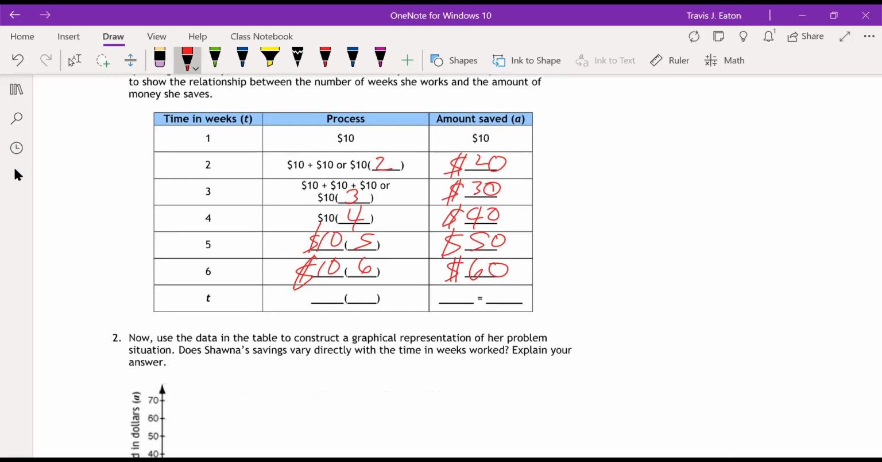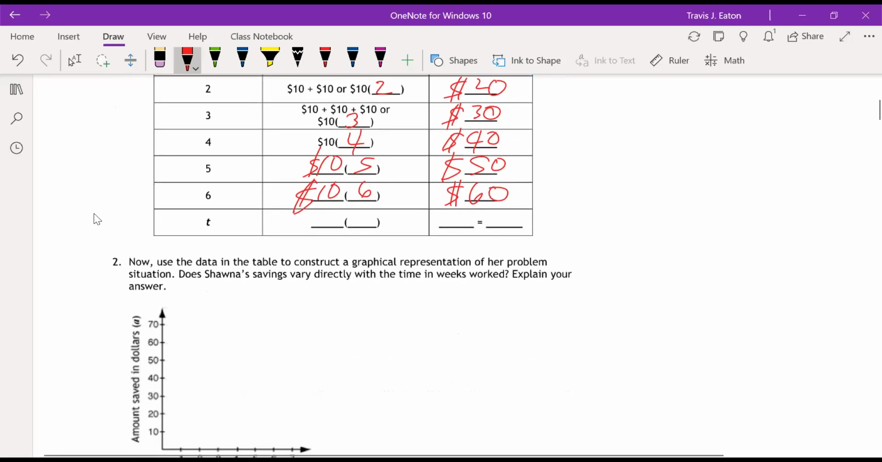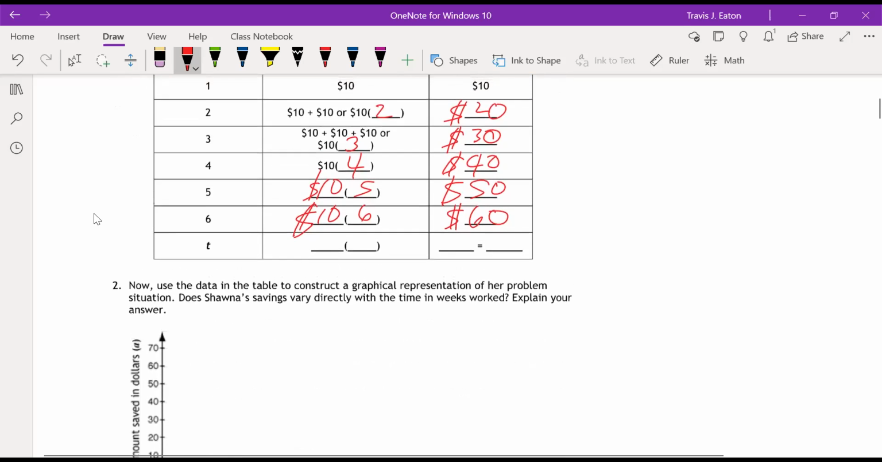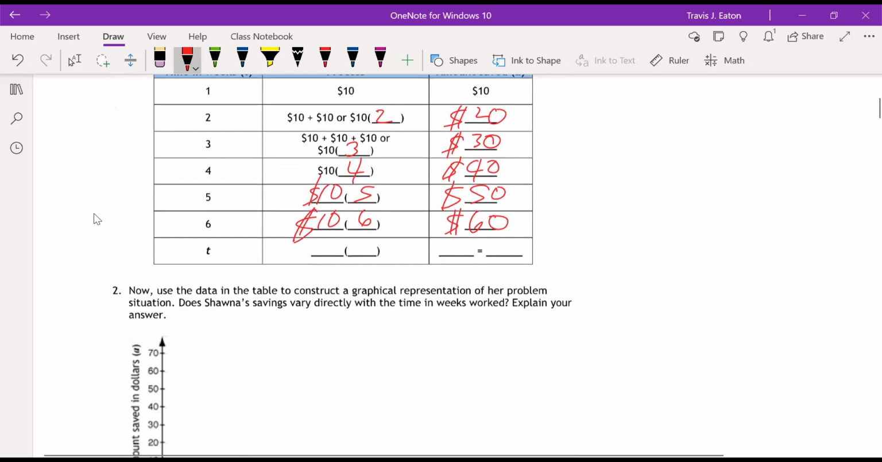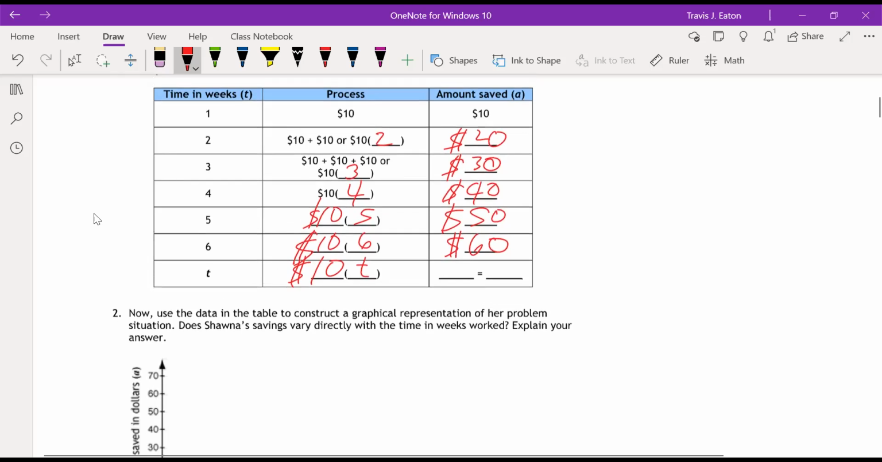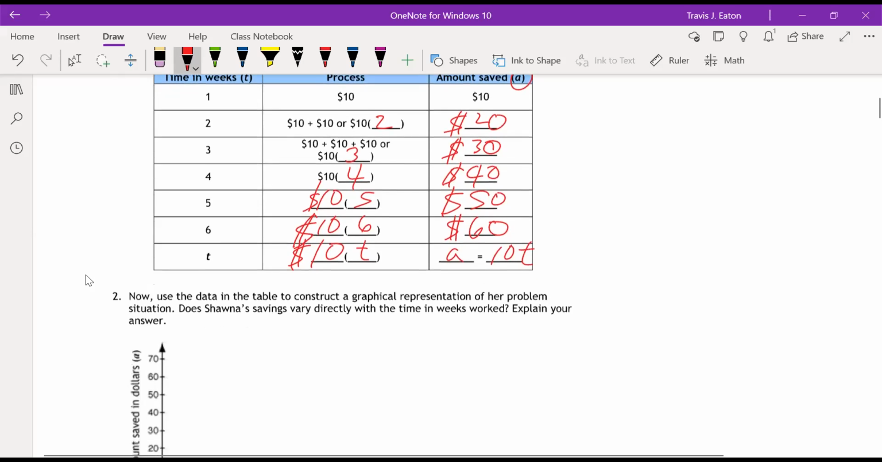And now you can see in the last column, well, it's T for time, the number of weeks in T. Well, we would still keep the $10 right where it is, but now instead of multiplying it times a number, we're multiplying it by the variable. And they're using the variable A here. So A is equal to 10t. Beautiful work. Beautiful, even if I must say so myself.